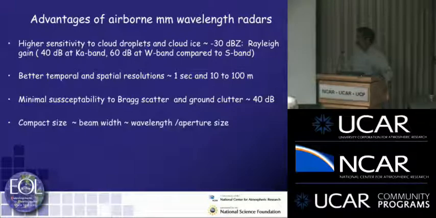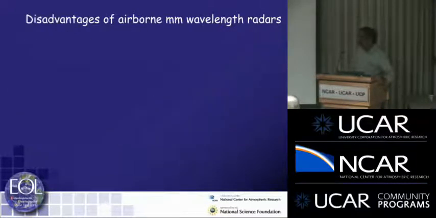There are advantages. Again, the size is quite small because it's a 90 gigahertz radar. We can get a much finer beam width with just a small size antenna. And so this is about 0.7 degree beam width, the 12-inch lens antenna. And so it's a very good resolution for the size. There are some disadvantages with the airborne configuration.